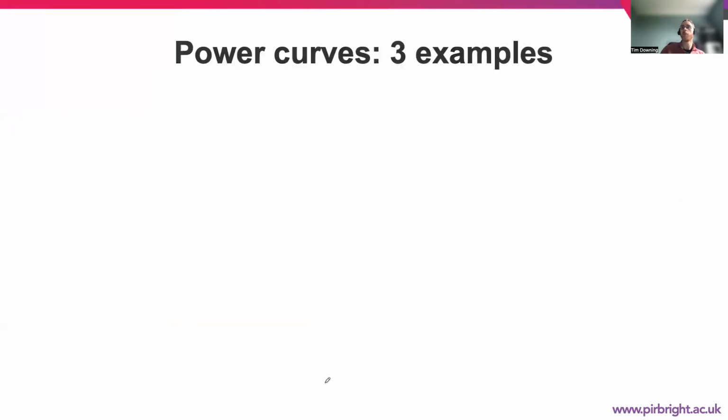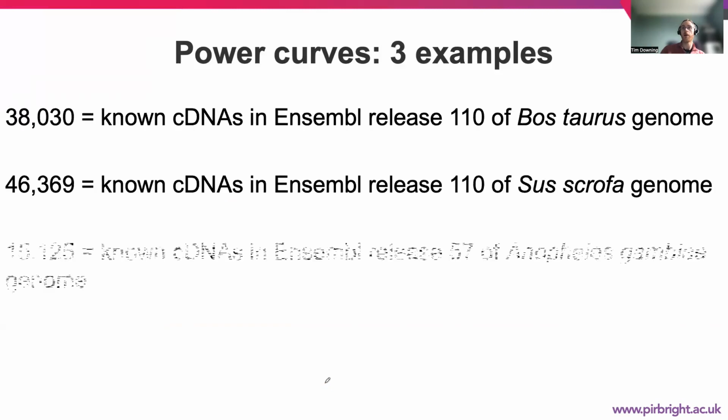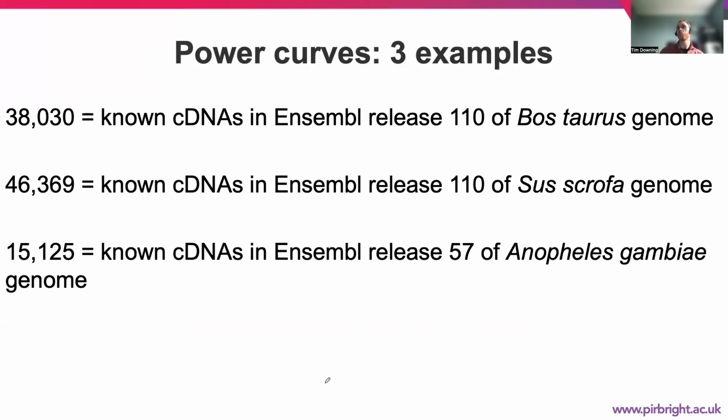So let's look at examples. We can look at examples for cows and pigs and Anopheles gambiae, just as an example vector species. What you see is that the number of cDNAs differs for each of these, and that will mean our capacity to look for its expression is slightly different. It's not the exact same for each of these.